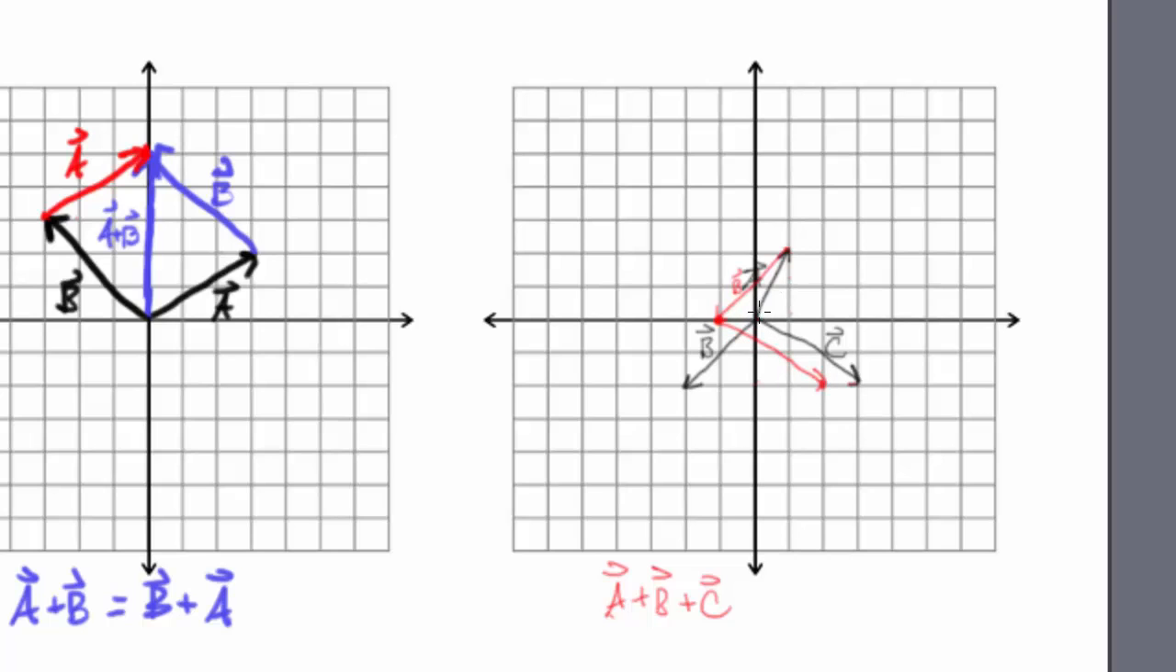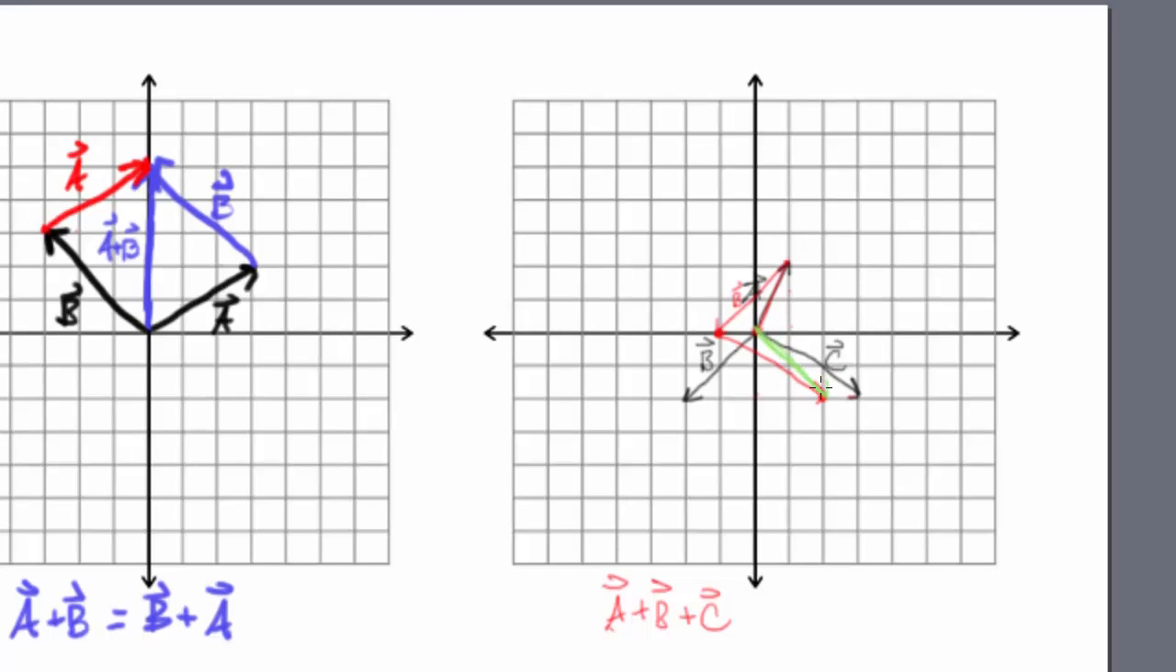So what I have is A plus B plus C. So from the original point, using a different color, from the original point down to my resultant, this green vector is A plus B plus C. And that's it. That's how we can add vectors graphically.